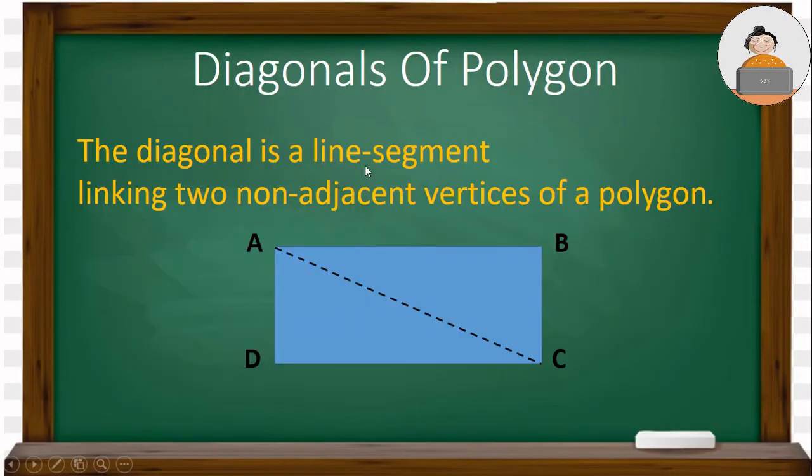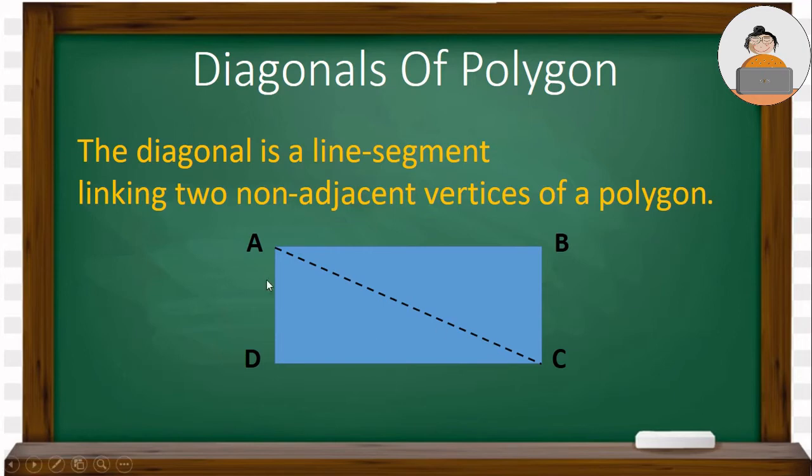A diagonal is a line segment linking two non-adjacent vertices of a polygon. Here, as you can see, I have taken the example of a rectangle and I have marked the vertices as A, B, C and D. Firstly, I will talk about the line AB. AB is the line connecting two adjacent vertices. That is why it will not be considered the diagonal of a rectangle.